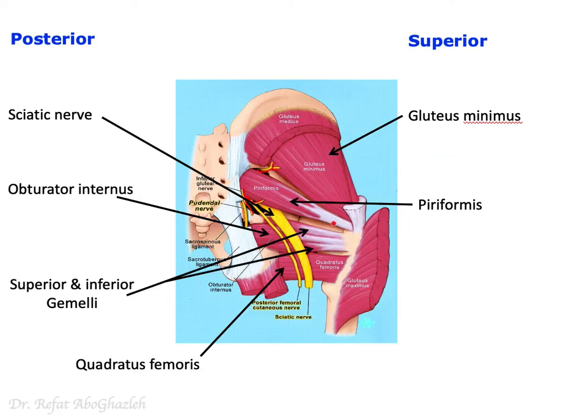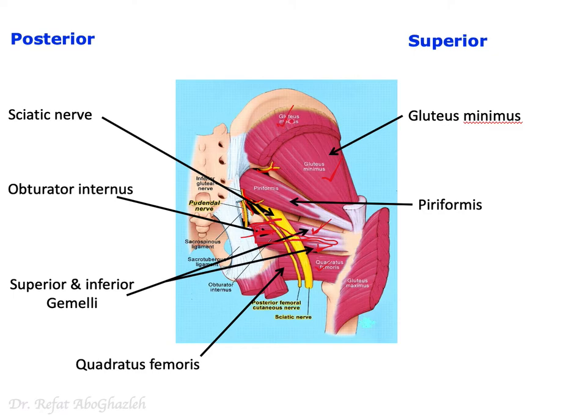Posteriorly, this is the joint, yes. So we have the sciatic nerve. You have the obturator internus, not externus, obturator internus posteriorly, the muscle located between two sisters, the superior gemellus and inferior gemellus. So we have the sciatic nerve, the obturator internus, superior gemellus, inferior gemellus, and of course the quadratus femoris muscle. Those are posterior.